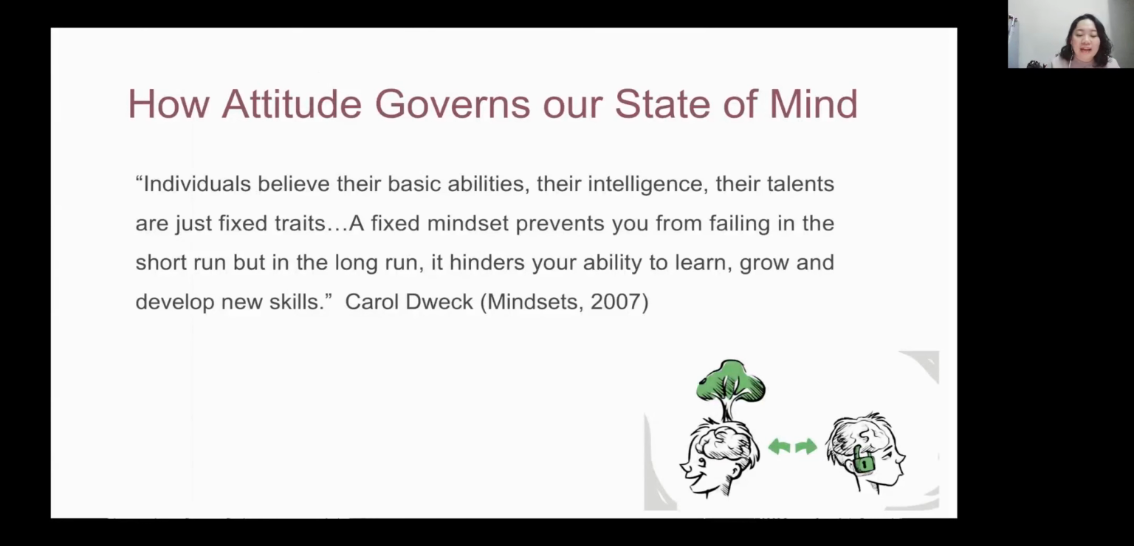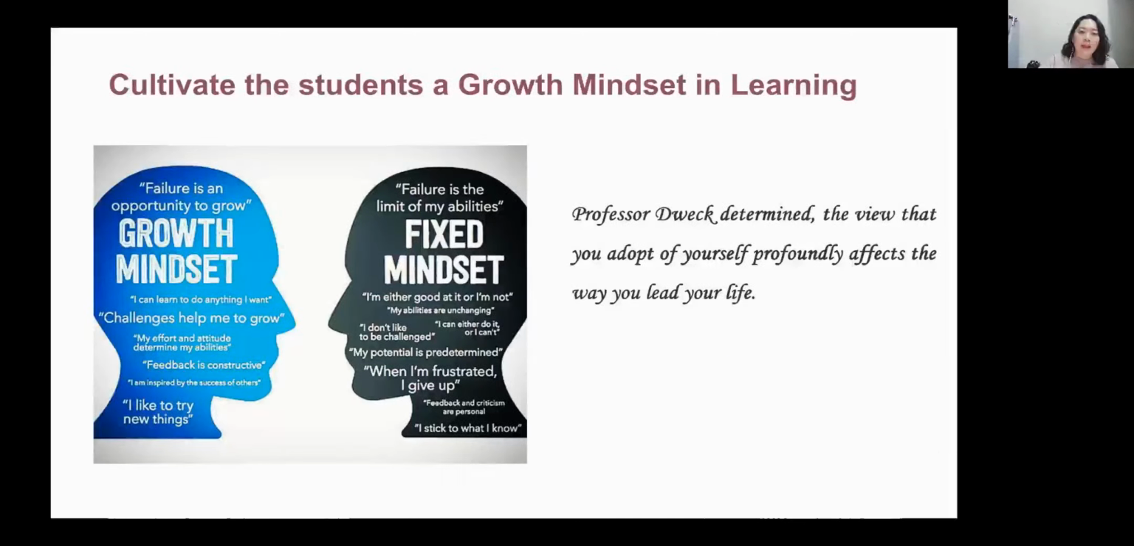How attitude governs our state of mind. Individuals believe their basic abilities, their intelligence, their talents are just fixed traits. A fixed mindset prevents you from failing in the short run, but in the long run, it hinders your ability to learn, grow, and develop new skills. Carol Dweck, Mindset, 2007. Now, how to cultivate students' growth mindset in learning?